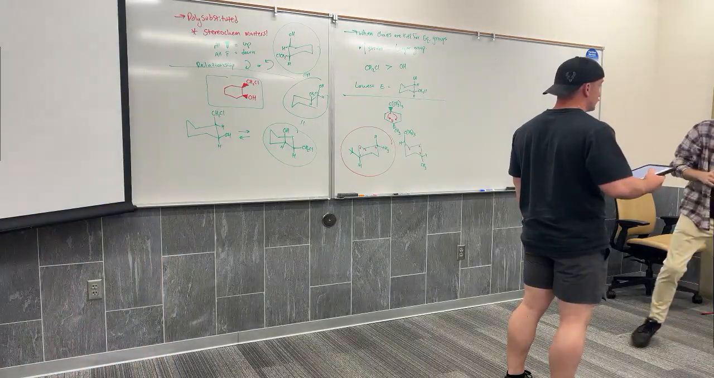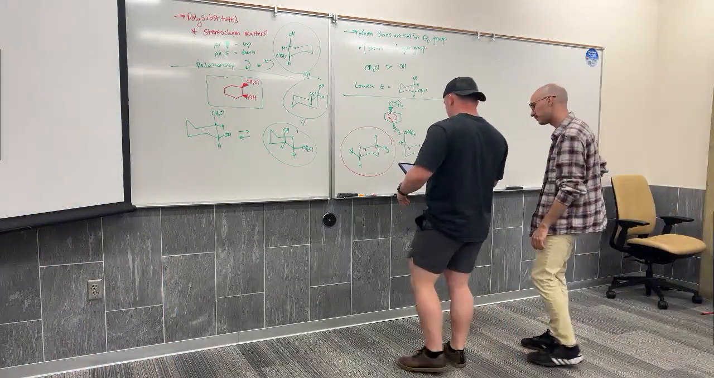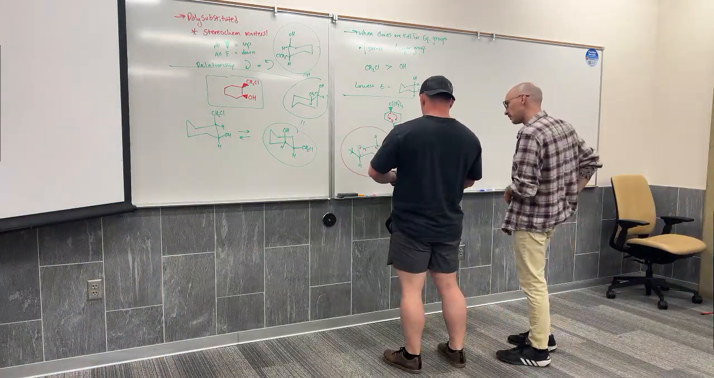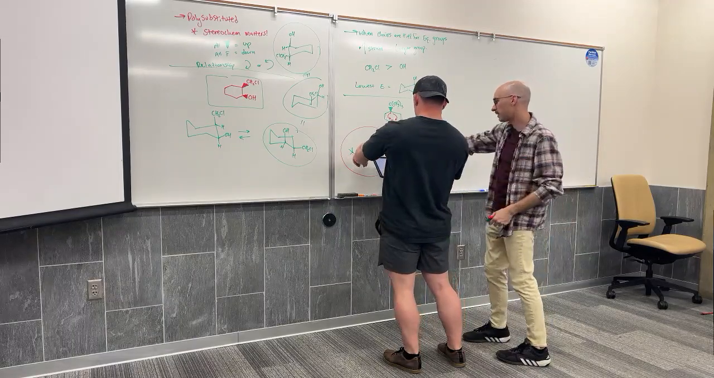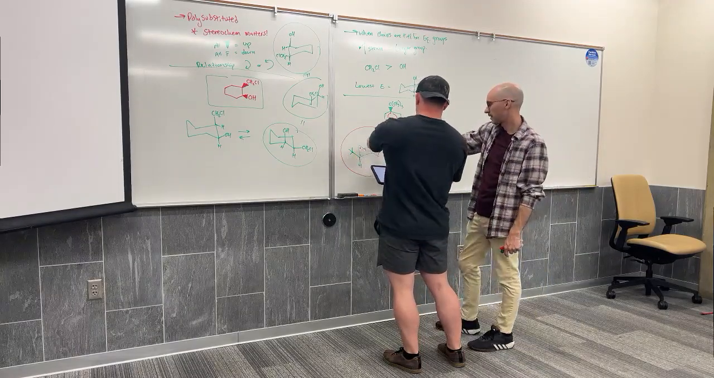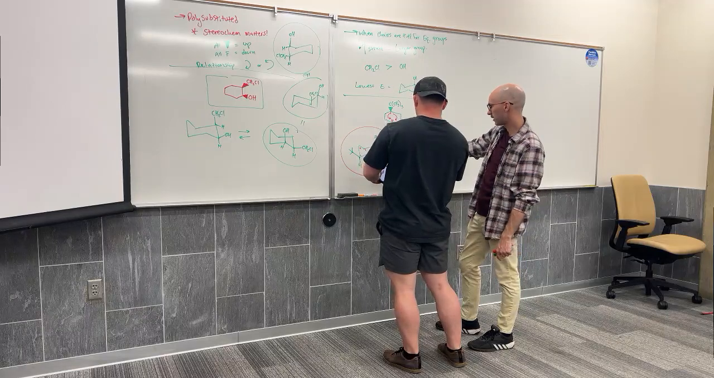I'll be back there in a second. Can you double check this? I think I have it flipped from what you have. Because my H is on the down, you have your H on the down. So here, they're the opposite. This molecule is actually this.